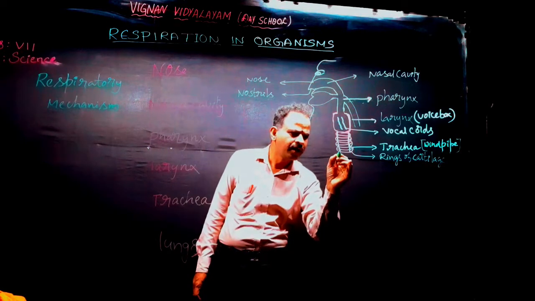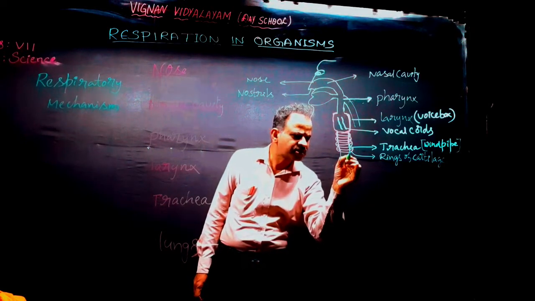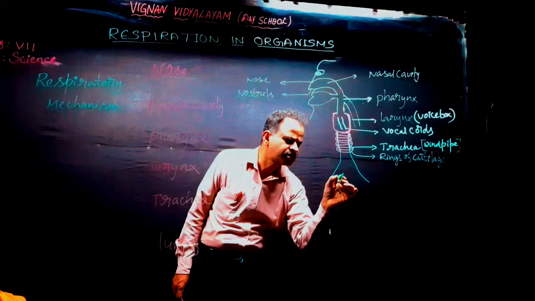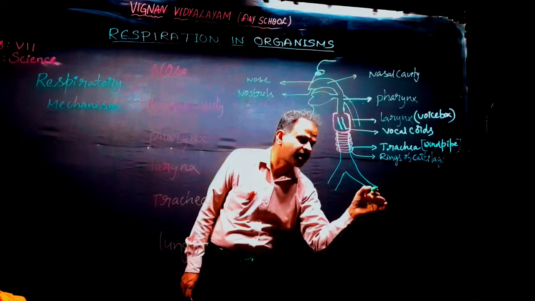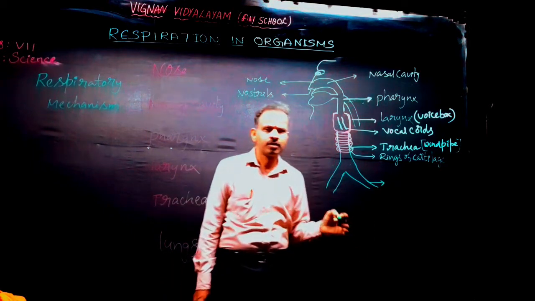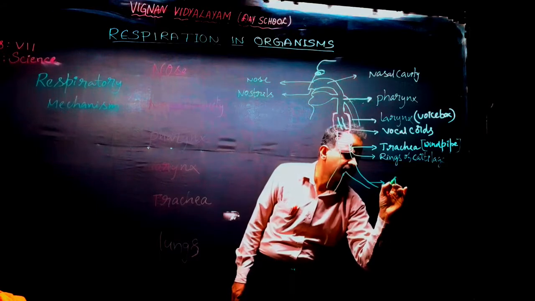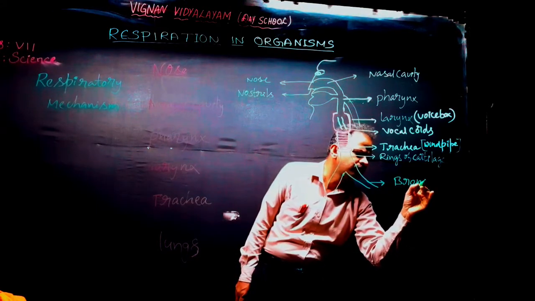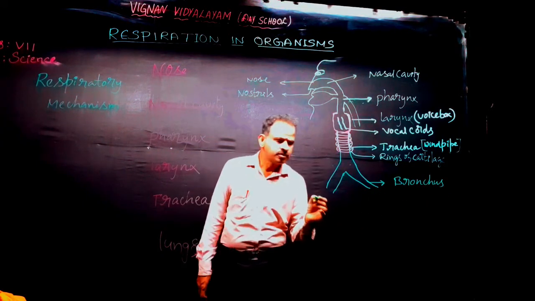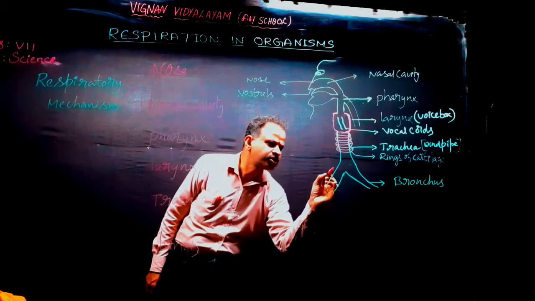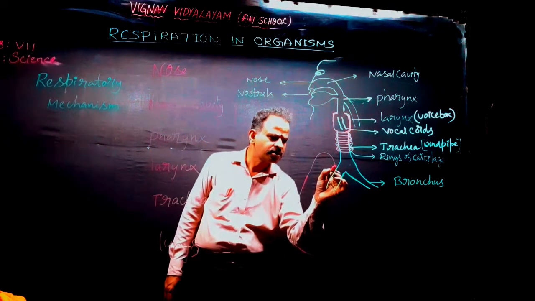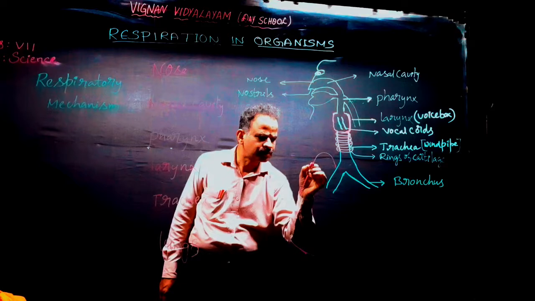So here what will happen? This trachea in the chest cavity divides into two branches. Each branch is called bronchus. So this bronchus enters into the lungs, children.